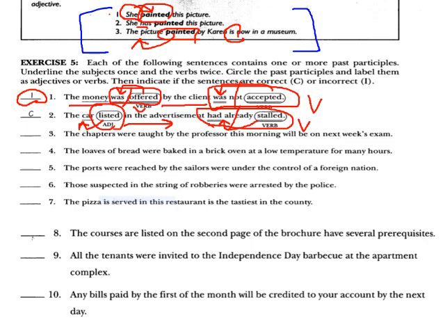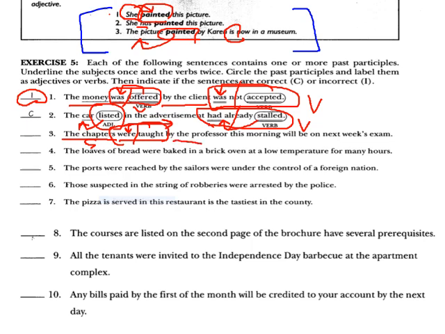Fine. Now sentence number 3. The chapters taught by the professor this morning will be in next week's exam. Fine. Let's analyze the sentence. The chapters is the subject. Were taught is the verb. Why is it a verb? Because here we have taught, which is the past participle, and it comes accompanied with the verb to be, were. So in this case, taught is past participle part of the verb, and were taught is the verb.